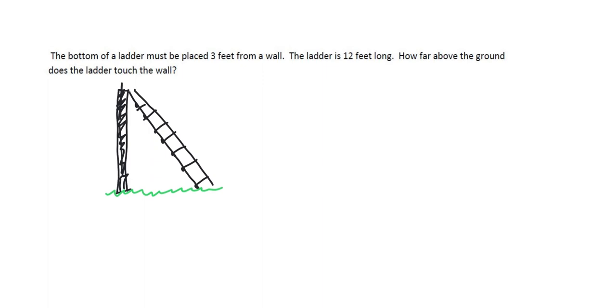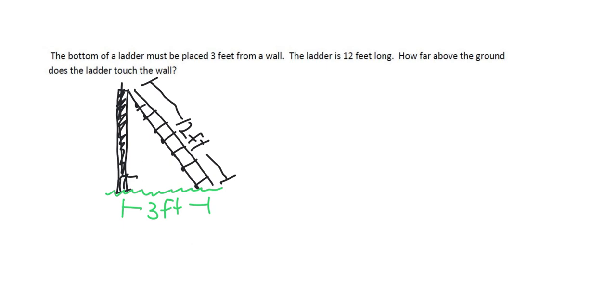Now, when you're drawing a picture, you want to label things in your picture. So let's see. It says the ladder is 3 feet from the wall. So this is 3 feet. And then it says that the ladder is 12 feet long. So this is 12 feet.